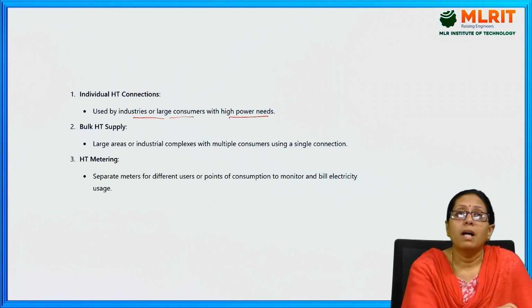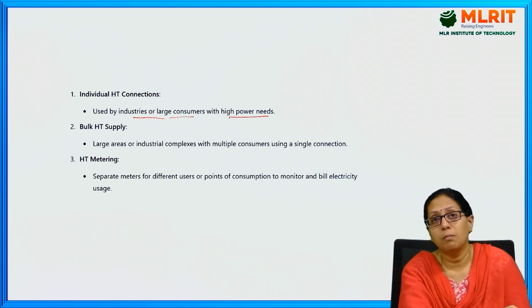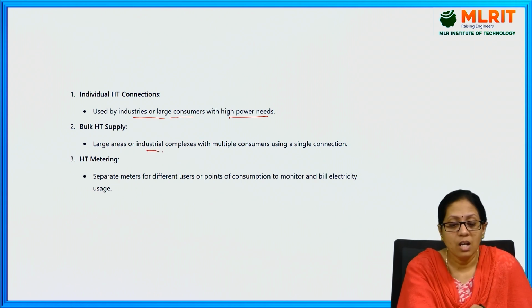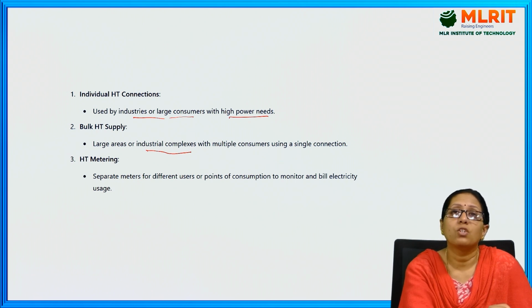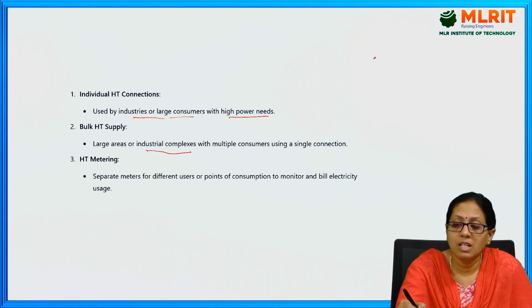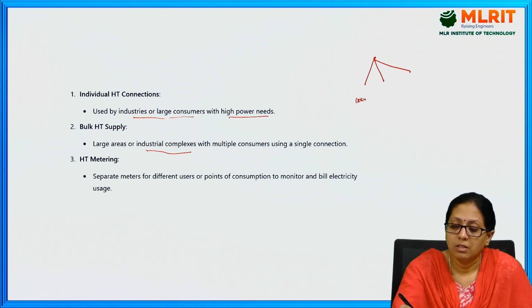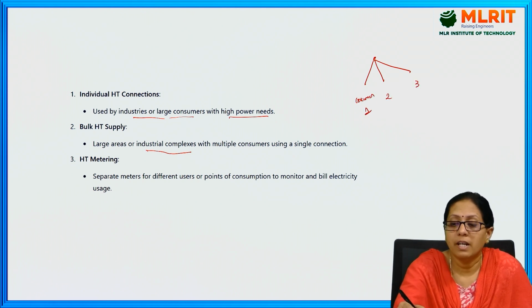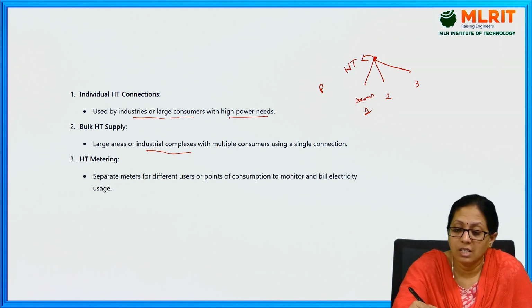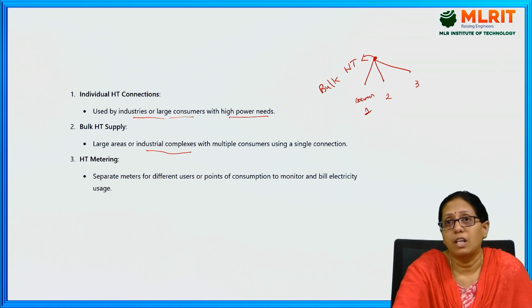Second one is bulk HT connection. Bulk HT connection means large areas or industrial complexes with multiple consumers using a single connection. That means for a single connection, if there are different consumers being connected, consumer 1, 2, 3, if three different consumers are being connected to the same point, then it is a bulk HT connection, since the consumers are more for a single point.